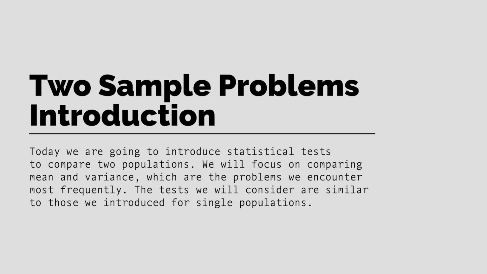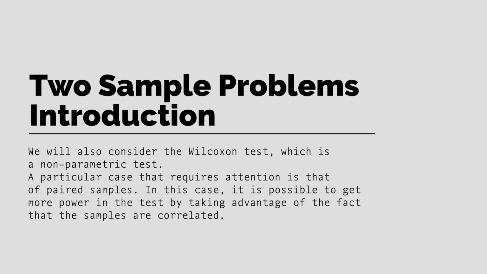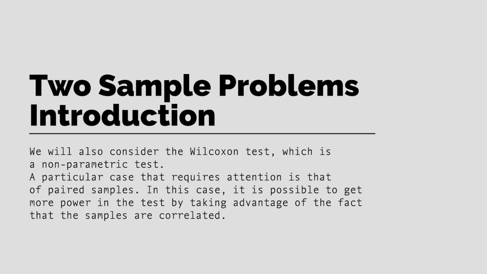Today we're going to introduce statistical tests to compare two populations. We will focus on comparing mean and variance, which are the problems we encounter most frequently. The tests we will consider are similar to those we introduced for single populations. We will also consider the Wilcoxon test, which is a non-parametric test.